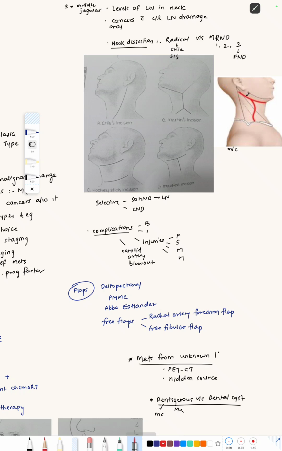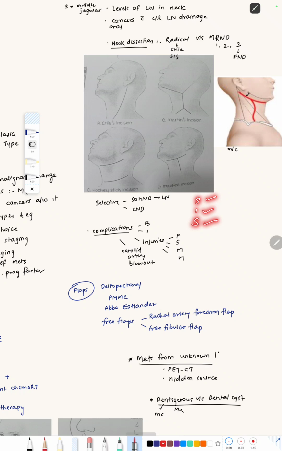Now there are different types of neck dissection. The first is a radical neck dissection. The radical neck dissection is a dissection where level 1 to level 5 lymph nodes are cut off. Apart from that, the tail of the parotid gland and submandibular gland is removed, and the sacrificed structures are removed. These include the spinal accessory nerve, internal jugular vein, and the sternocleidomastoid muscle. So if all of these things are removed, then that is called a radical neck dissection.